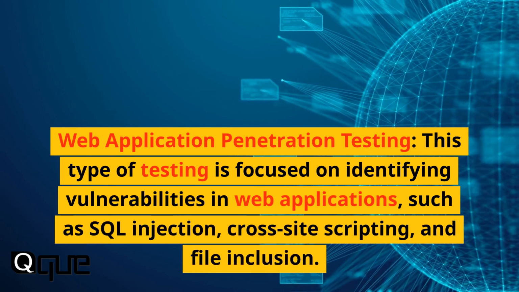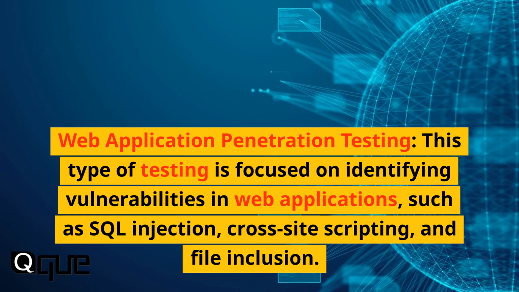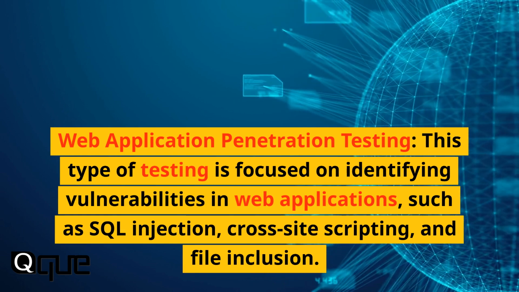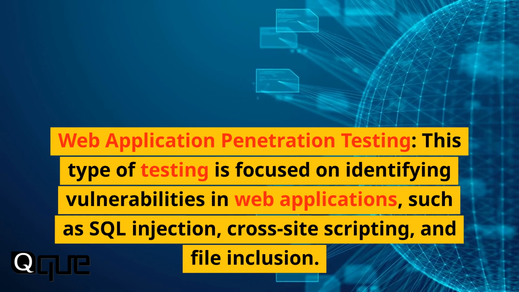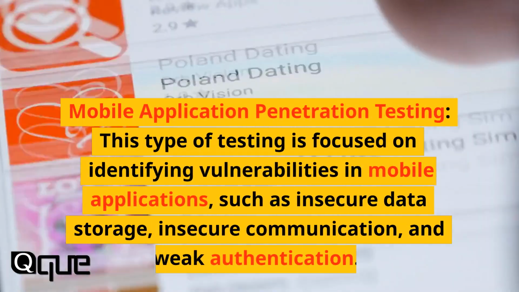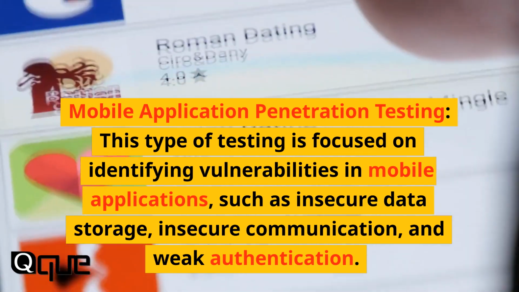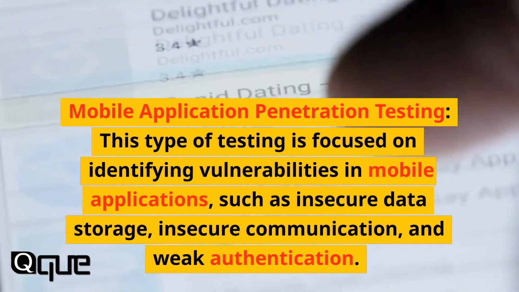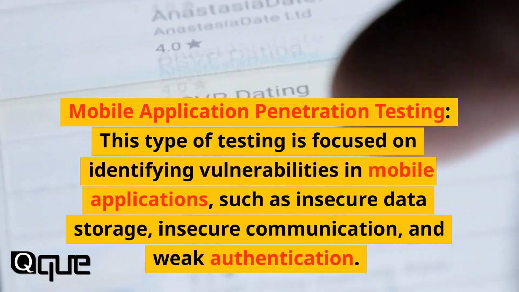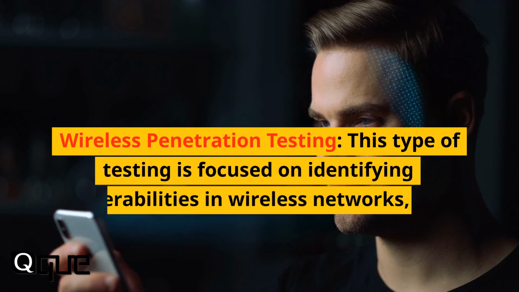Web application penetration testing. This type of testing is focused on identifying vulnerabilities in web applications, such as SQL injection, cross-site scripting, and file inclusion. Mobile application penetration testing. This type of testing is focused on identifying vulnerabilities in mobile applications, such as insecure data storage, insecure communication, and weak authentication.